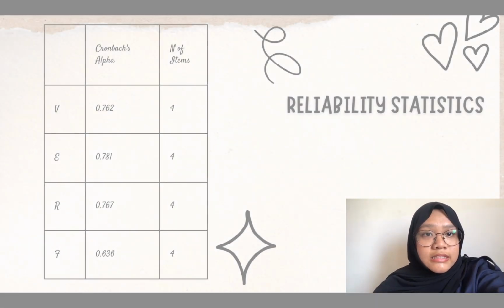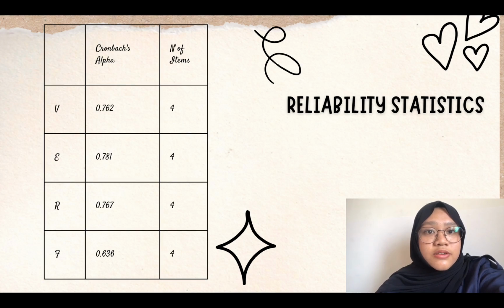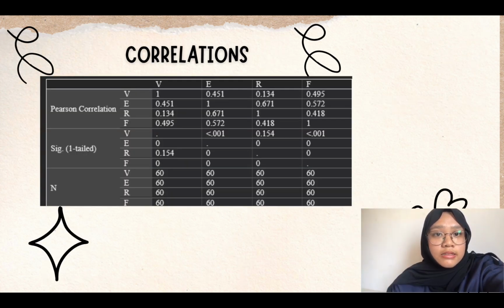The total sample size N for all statistics is 60. The table shows reliability statistics using Cronbach's alpha for 4 variables. 1. V alpha 0.762 for items. 2. E alpha 0.781 for items. 3. R alpha 0.767 for items. 4. F alpha 0.636 for items.